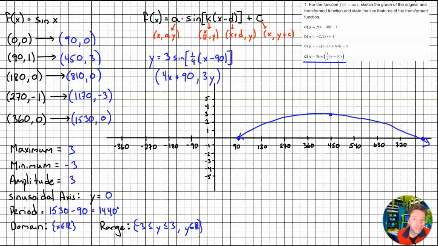So I hope this video has helped you to be able to transform and draw any sinusoidal function. You can use the same strategy to draw a cosine function. You're just going to change your first 5 points. If you have any questions, let me know in the comments.